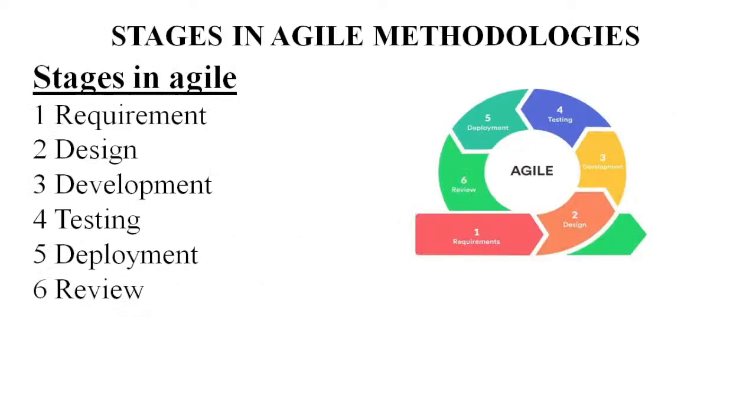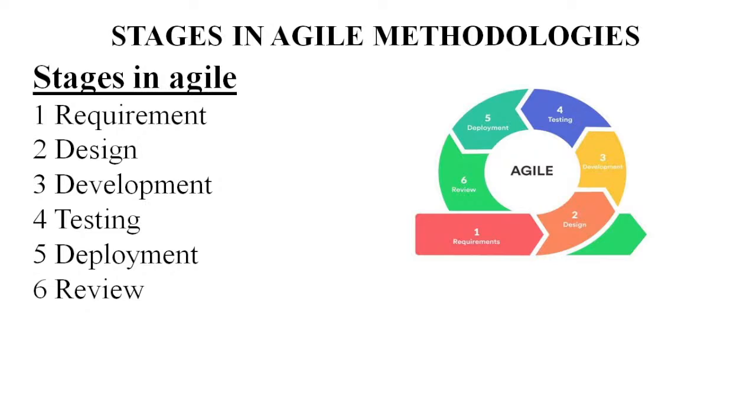Next point, stages in Agile methodology. What are all the stages available in the Agile methodology? The first one is the requirement stage, where we get the requirements of the application, what the application contains. The second stage is the design stage, where the application is designed. The third is the development stage, where the developer develops the build. Once the developer has developed the build, it is moved to the testing team and the application is tested. This stage is considered the testing stage.